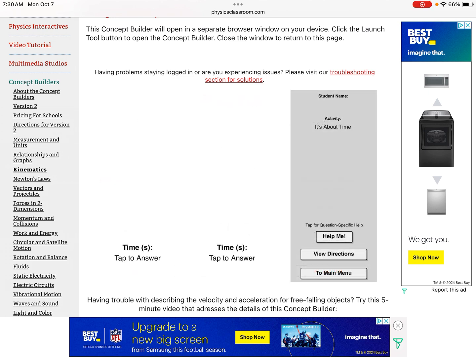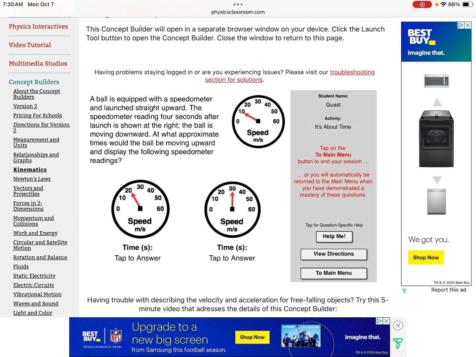All right, the hardest level, this one here, you have to read the entire question. The speedometer at the top right is how you determine your starting velocity. Now, it doesn't give you the starting velocity. You have to read. So a ball is equipped with a speedometer and launched straight upwards. The speedometer reading 4 seconds after launch is shown at the right.